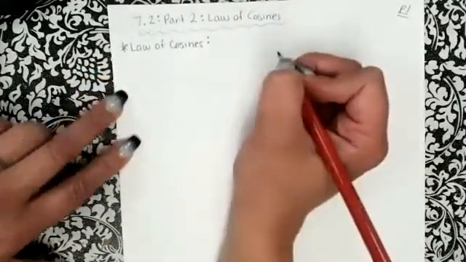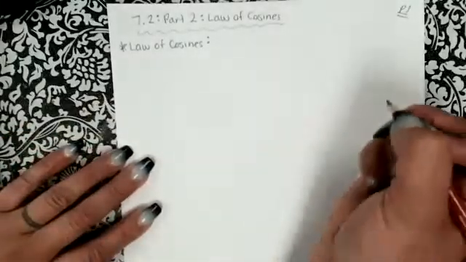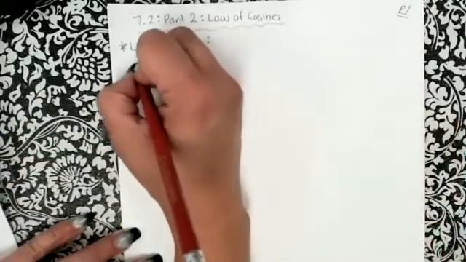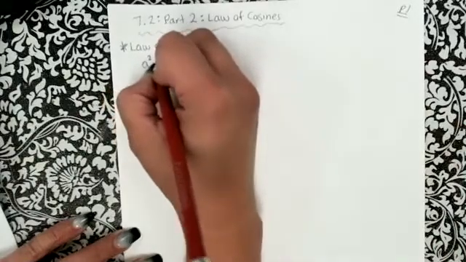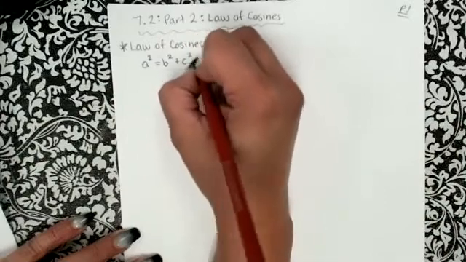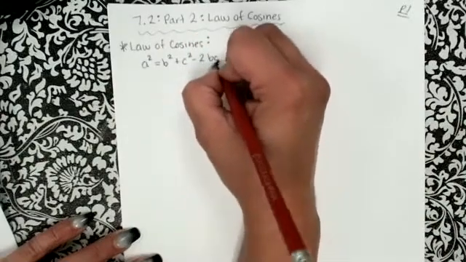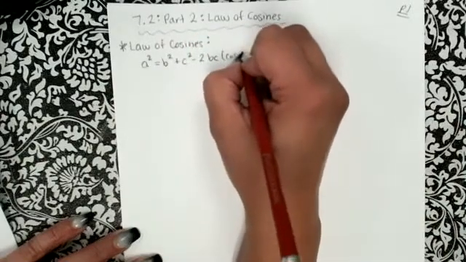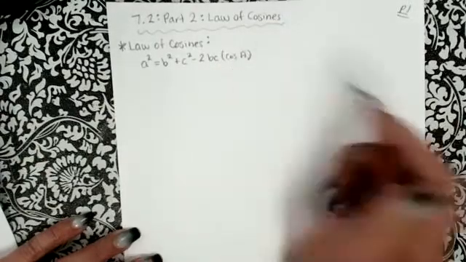if they give you angle A and are asking for side A, you're going to use this equation. A squared equals B squared plus C squared minus 2BC times the cosine of A, which is the angle.